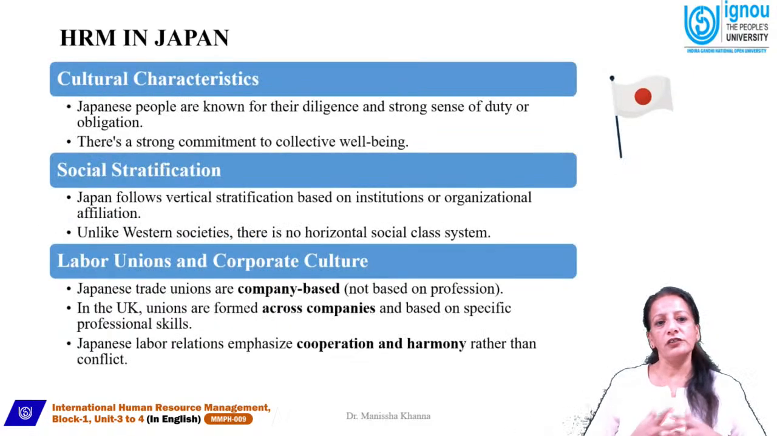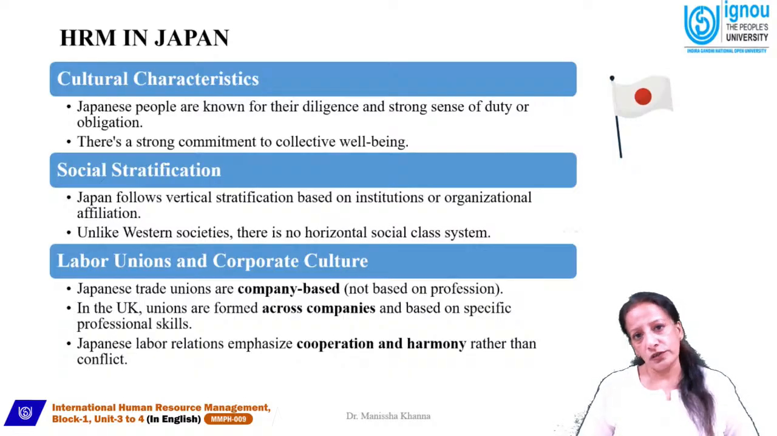HRM in Japan: the cultural characteristics. Japanese people are known for their diligence and strong sense of duty or obligation. They have a strong commitment to collective well-being. Social stratification follows vertical stratification based on institutions or organizational affiliation. Unlike Western society, there is no horizontal social class system.